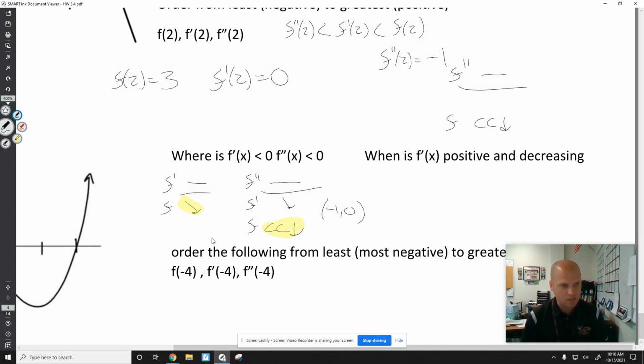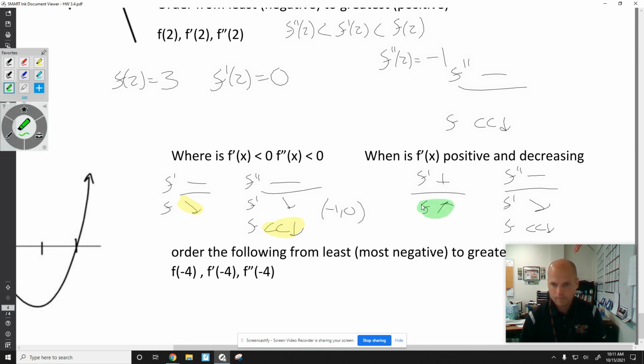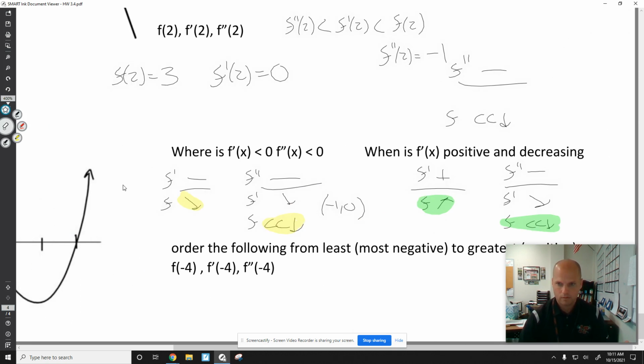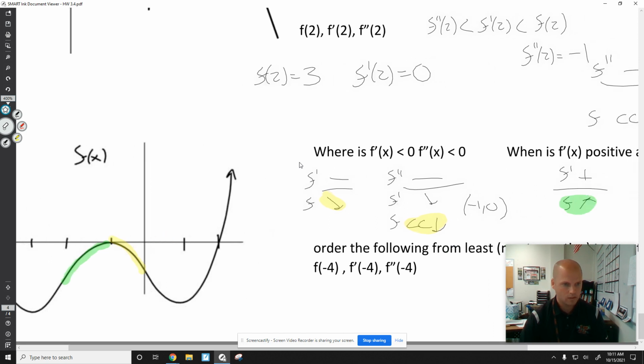F prime positive and decreasing. If F prime is positive, F is going up. If F prime is decreasing, F must be concave down, so F double prime must be negative. Going up, concave down. When are we going up, concave down? Right there. Going down, concave up, going up, oh, no, I want going up, concave down. Yeah, going up, concave down. That's just it, negative 2 to negative 1.